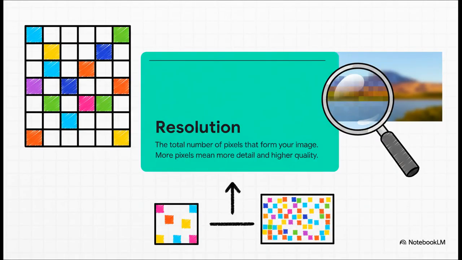All right, first up is resolution. Just think of this as digital sharpness or clarity. It's the total number of these tiny little dots or pixels that make up your entire image. The more pixels you can pack into the frame, the sharper and more detailed your video is going to look. It's pretty simple, really. More pixels means a sharper, better-looking video.